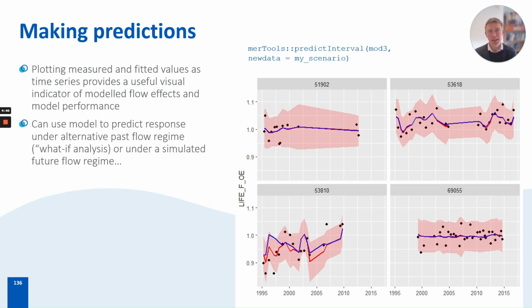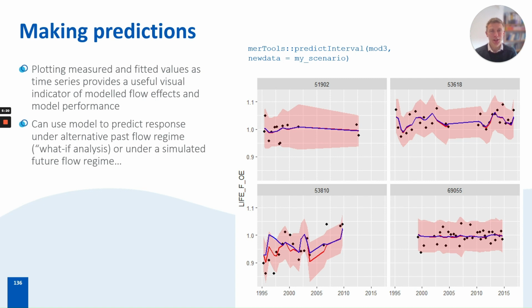Not only can we use our calibrated model to predict ecological responses under our historical flow conditions, we can also use it to predict the response under alternative past flow regimes, i.e. a sort of what-if analysis. Or we can simulate a future flow regime and predict how our ecological community, our biological metric, will respond under those new conditions. As a very simple example here, we've simulated the effect of maintaining a compensation flow in the river to deliver a certain minimum flow.